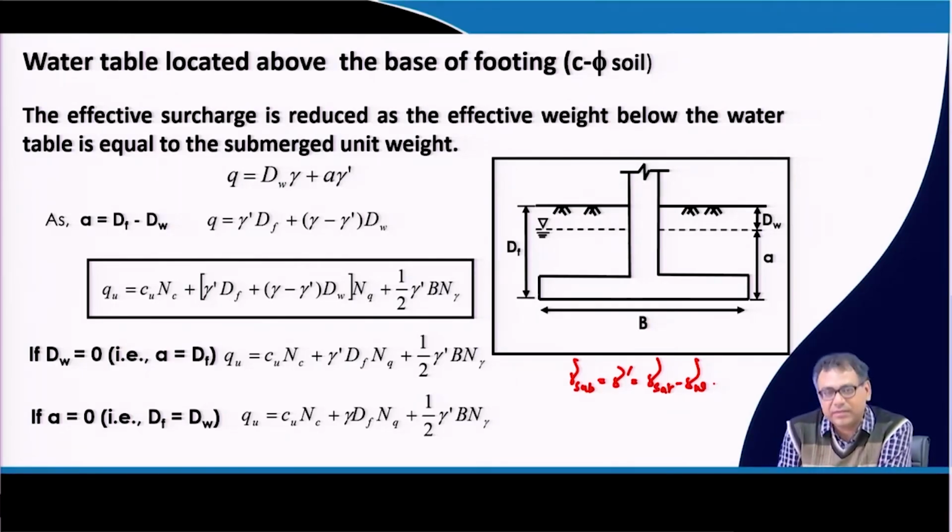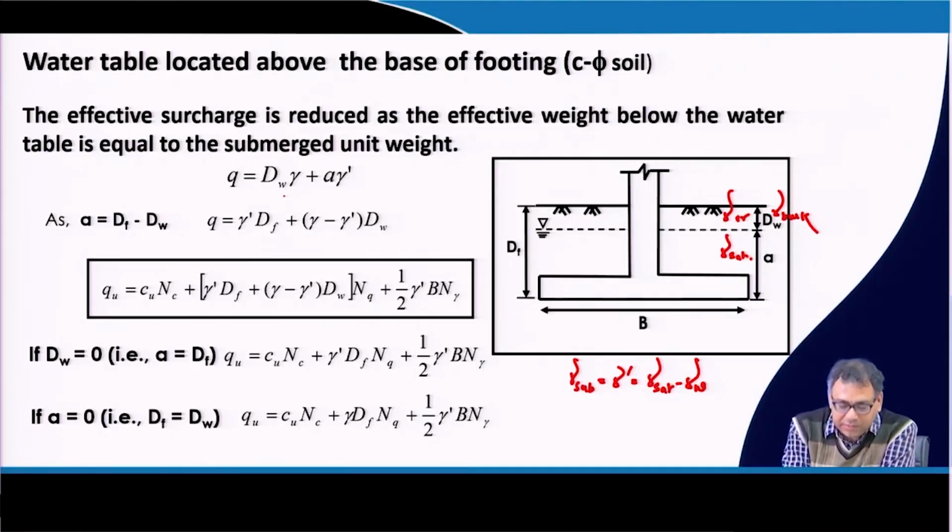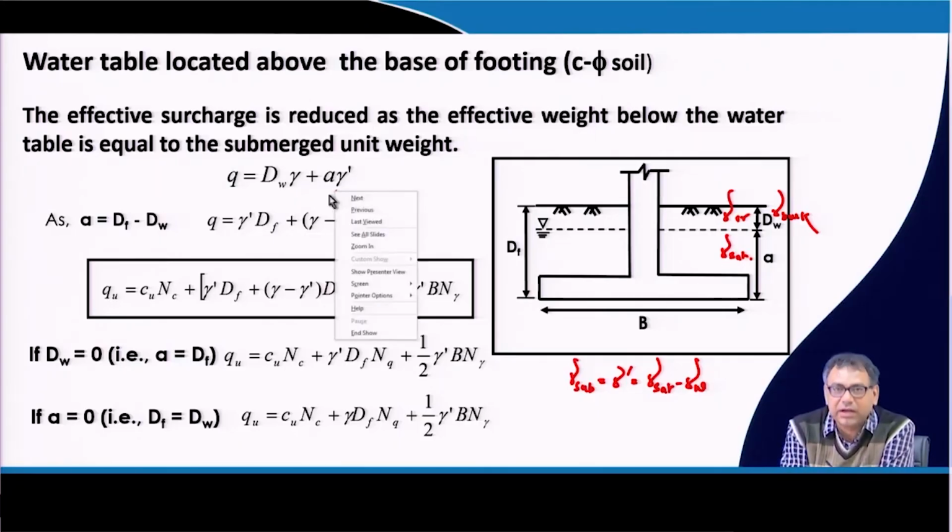So it is always that, but above the water table, we can use these expressions. That means if I call this gamma or gamma bulk and this gamma sat, then above the water table you have to use gamma or gamma bulk, and below the water table you have to use gamma sat.